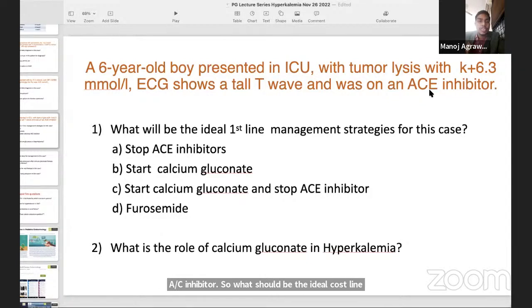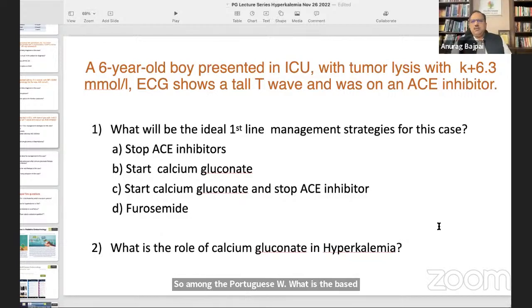Should we stop the ACE inhibitor? The second option is we need to start calcium gluconate. Third, we stop the ACE inhibitor and start calcium gluconate, or the fourth option is furosemide. So among the four options, what is the best treatment strategy for this patient? Dr. Tolani is mentioning option C, which is very logical.